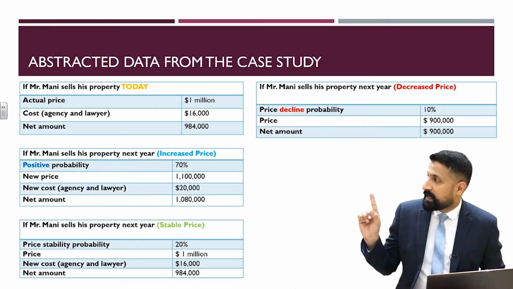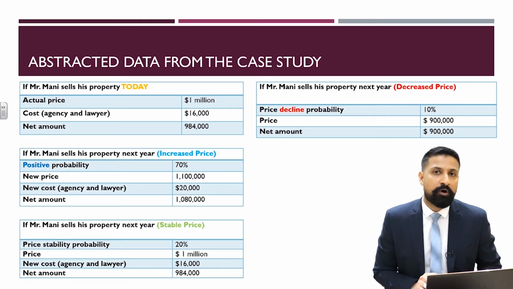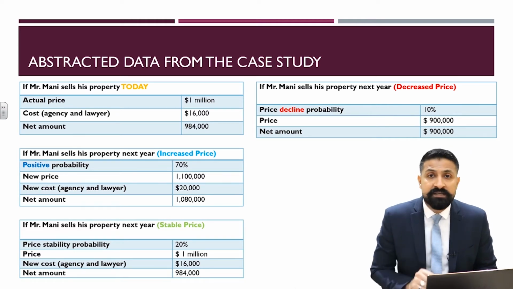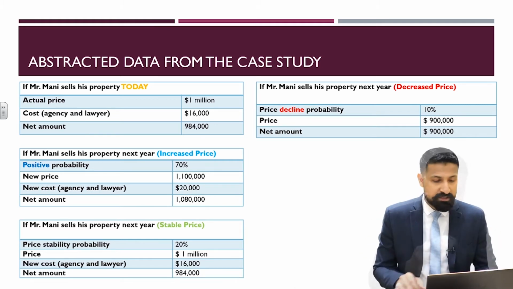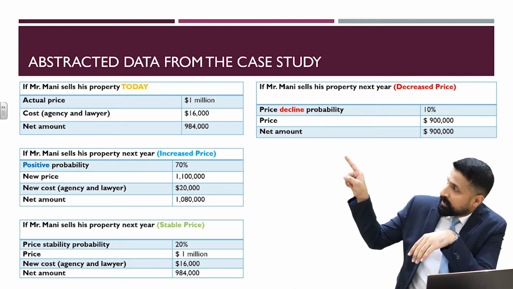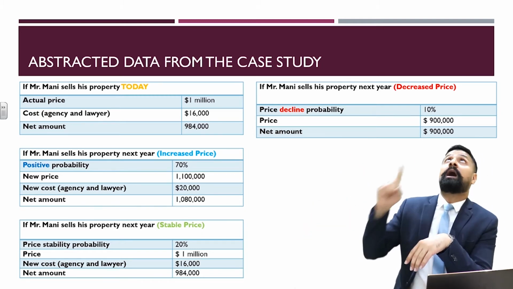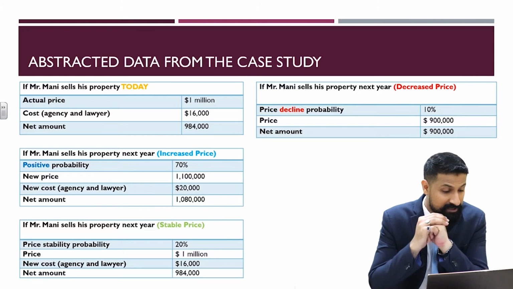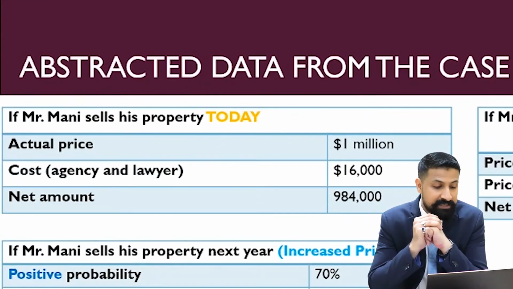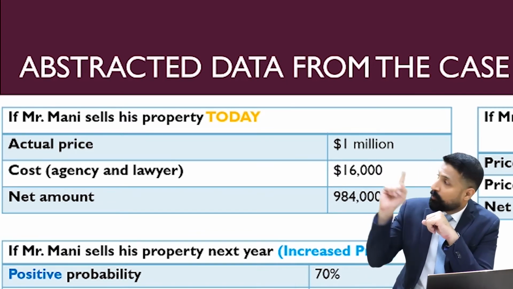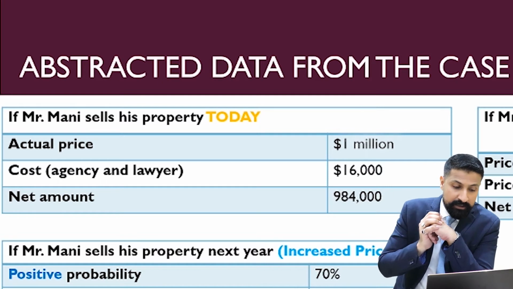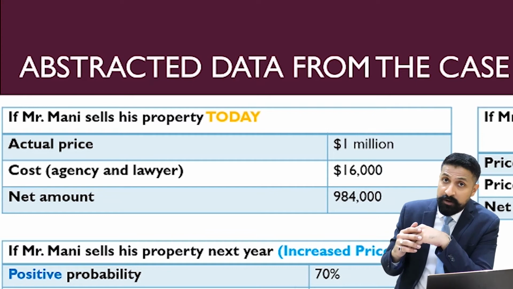And here I have abstracted the data from the case study. The same case study you can find in the description below. For your easiness, I have uploaded it. Let's look at option number 1, 2, 3, and the fourth is here. Okay, let's move on. What if Mr. Mani sells his property today? Then the actual price of the property is 1 million, and the cost of agency and the lawyer is going to be 16,000. The net amount he will get in his hand will be 984,000.